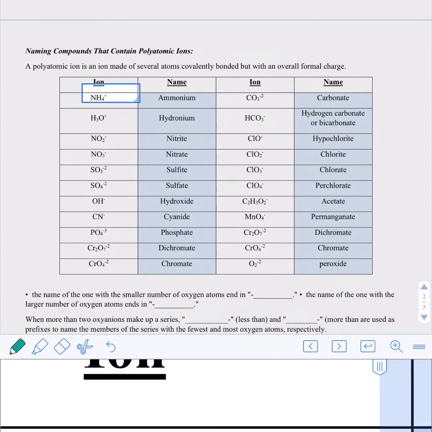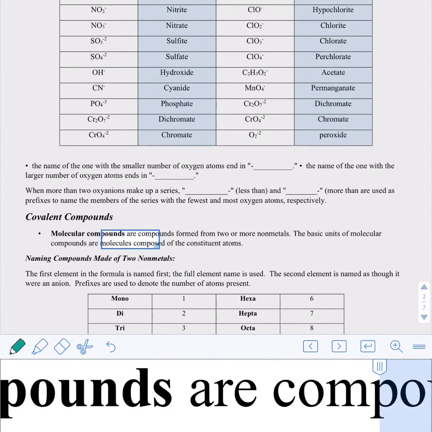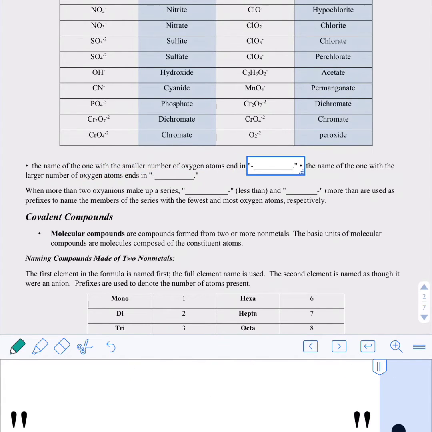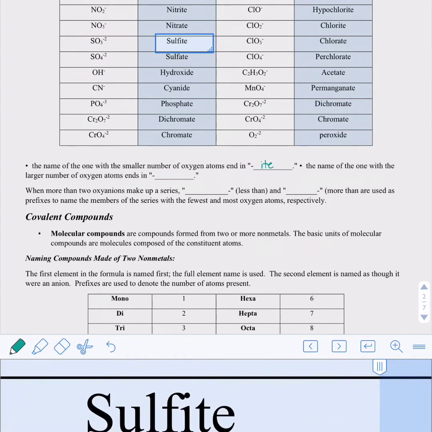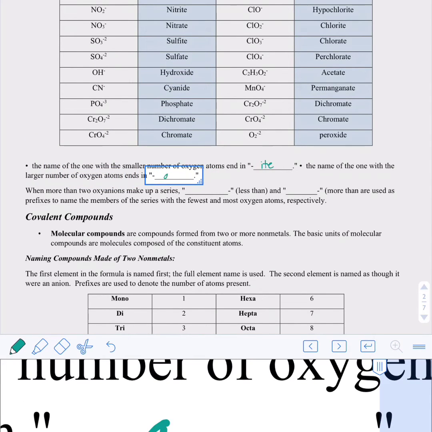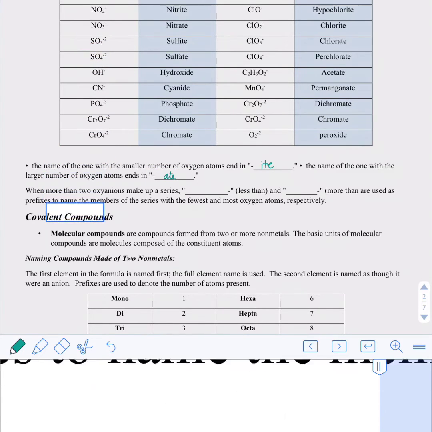But this is definitely necessary for you to memorize for the whole semester. Okay, so it says the name of the one with the smaller number of oxygens ends in "ite." So these are kind of tricks of how to remember. Notice how with sulfate and sulfite, the one with the least amount of oxygens is "ite." The one with the larger number of oxygens ends in "ate." So again, sulfate and sulfite.